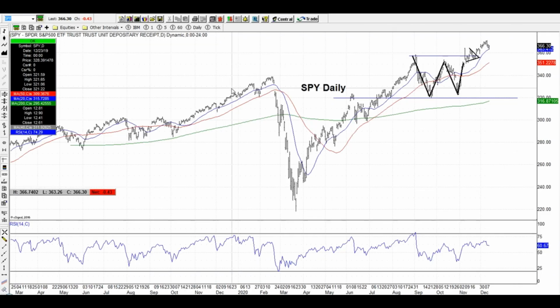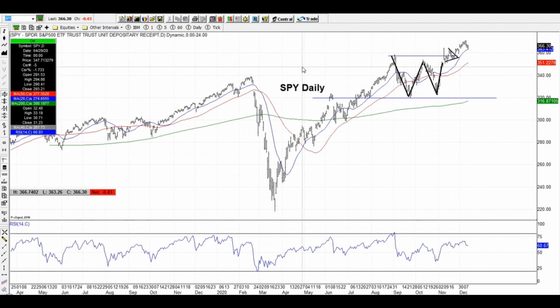So let's take a look back at my typical chart here. On my chart, I always have three moving averages. I have the blue line, which is a 20-day moving average, the red line, 50-day moving average, and this green line is a 200-day moving average. Those three numbers, the 20, 50, and 200-day, are very widely followed moving averages.